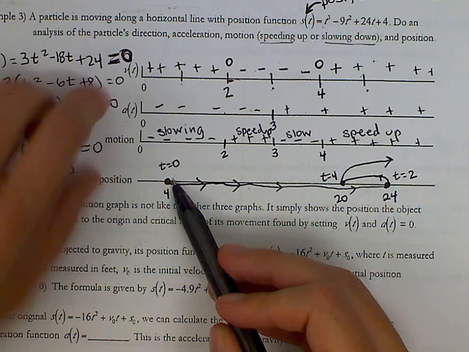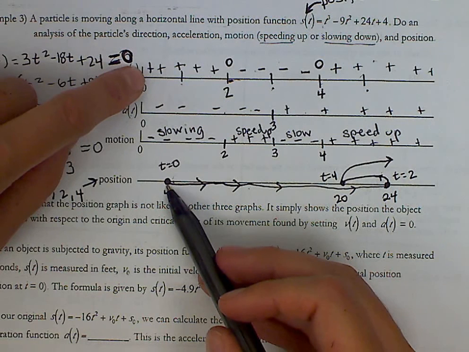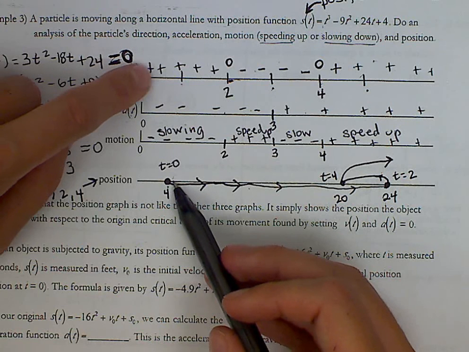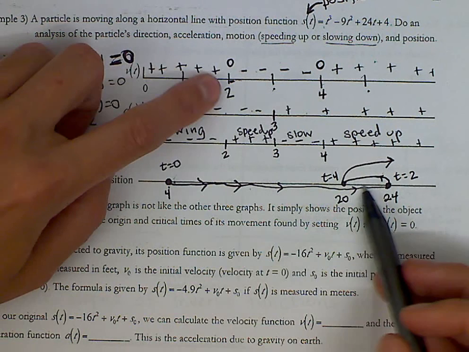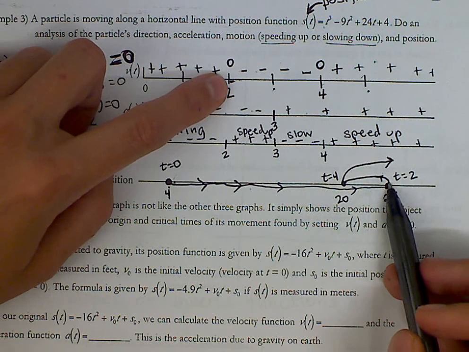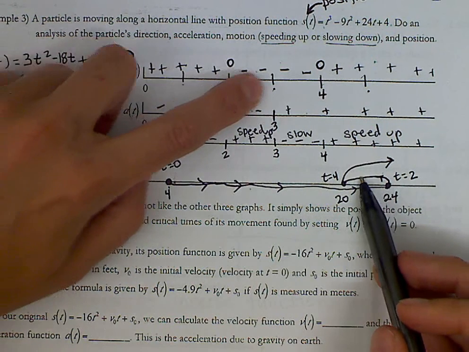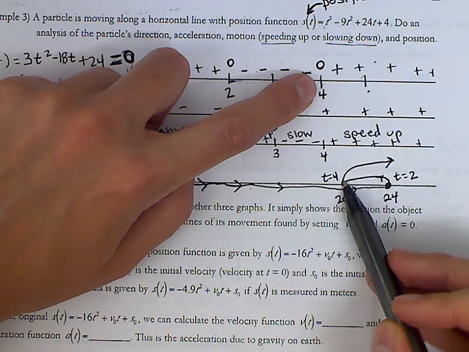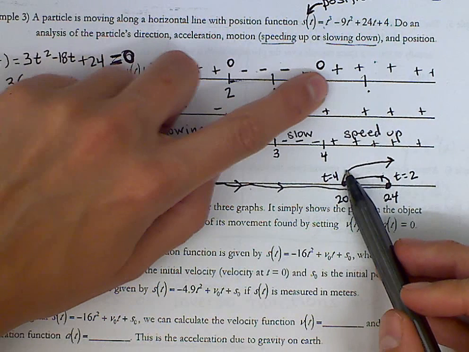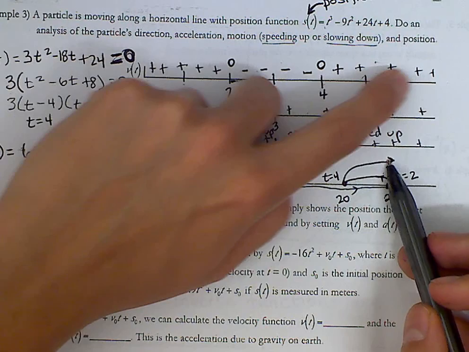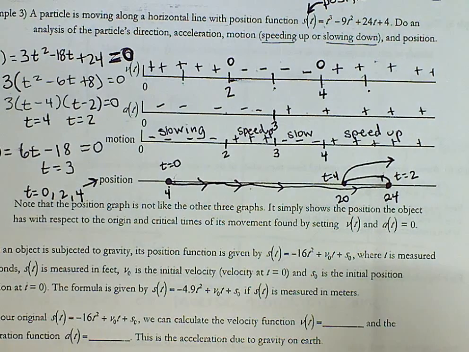So I can kind of follow the position function with the velocity function. So it's positive, it's going right until time 2, where it stops, turns and goes left until time 4, and then it stops and it turns again and it goes right. And then it's just going to keep going right from there.